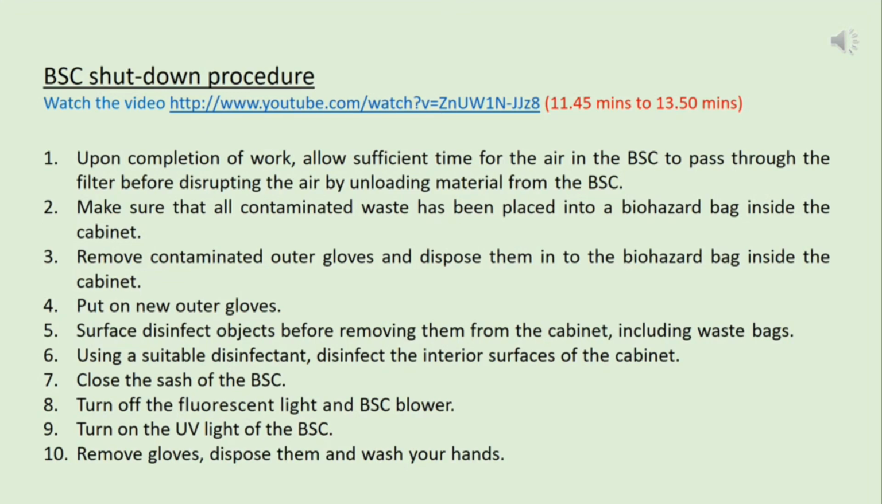Then before you bring out the items from the biosafety cabinet, you also have to disinfect them again, including your waste bags. After you have removed the materials, you again have to surface disinfect the work surface of the BSC using a suitable disinfectant. After you have done that, you can close the sash of the BSC. Then you can turn off the light and the blower, and turn on the UV light to disinfect the work surface. After that, finally, you can remove your gloves, dispose of them, and wash your hands.